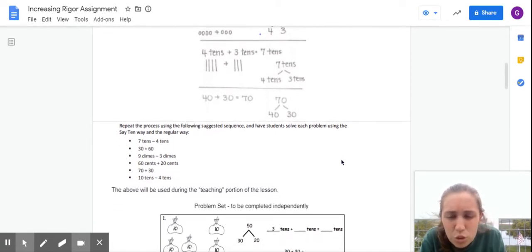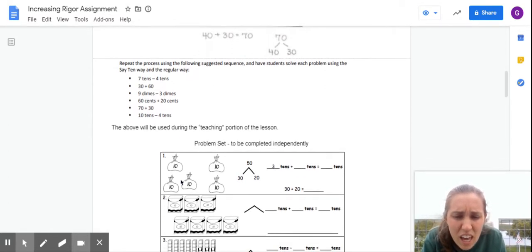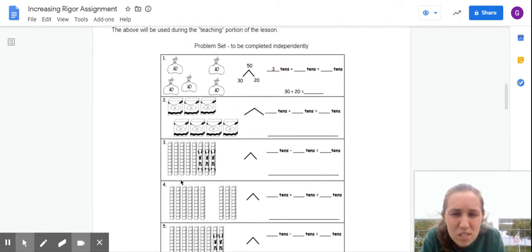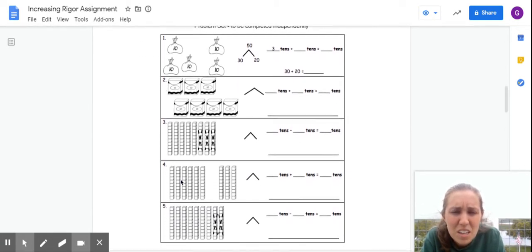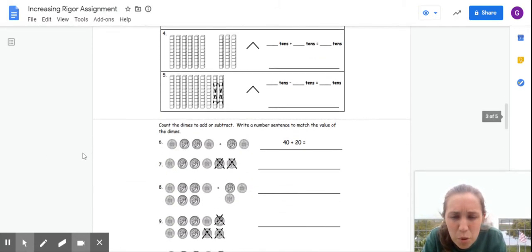So you then, in your teaching, repeat the process with this suggested sequence that you see here bulleted. And those are just suggested problems. You could alter those. That's the bulk of the teaching. And then you can see here in their problem set, this is what they'll be completing independently. Some groups work on this with their teacher, while the more advanced group, which this lesson applies to, would not be done with the teacher. It would be done independently. So you can see we're applying our understanding of tens to be able to add and subtract multiples of 10 to 100. So that's what our problem set looks like.